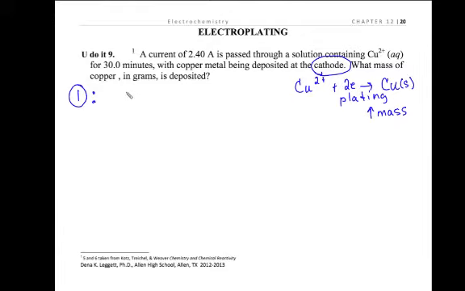that an amp, 1 amp, is the same thing as 1 coulomb per second. So if I have 2.40 amps, that means 2.40 coulombs of charge will pass through every 1 second. So that's a unit conversion and equality there that we can use.